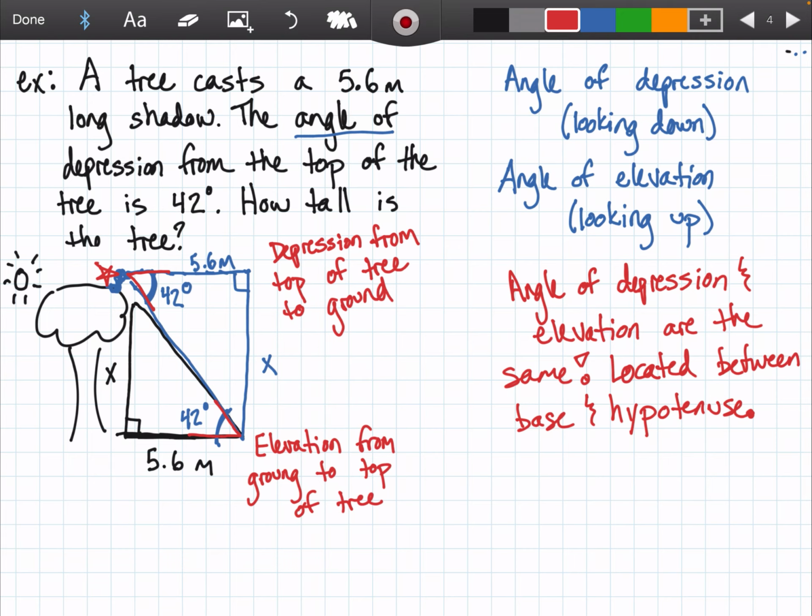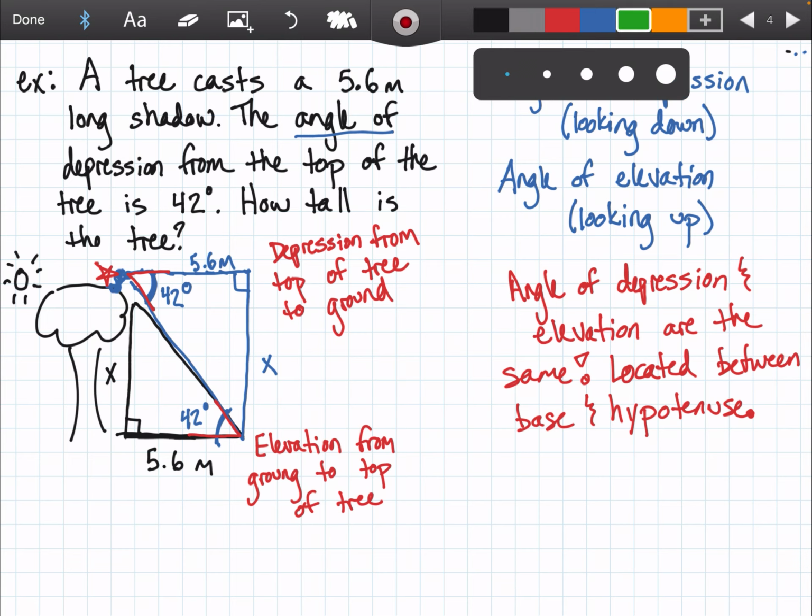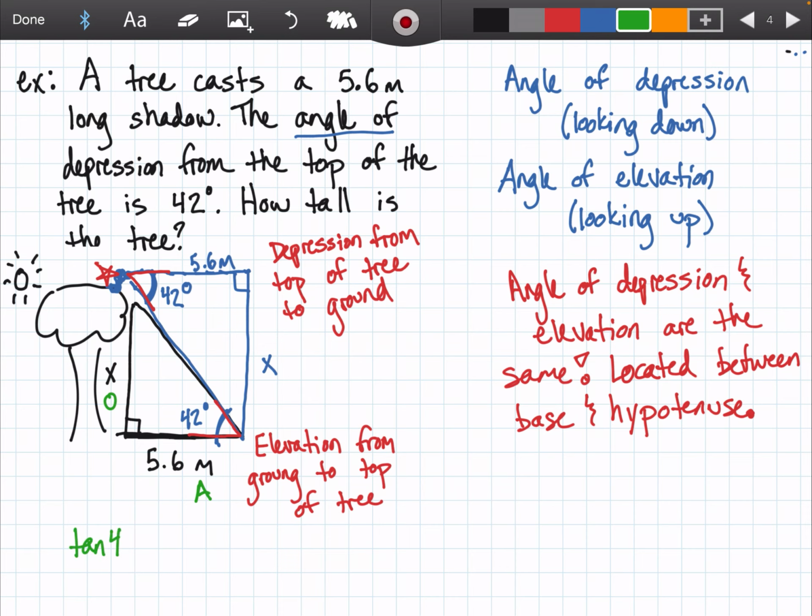And so I'm going to solve this now, because I see I have an opposite and adjacent side. So I see that tangent of 42 degrees is x over 5.6, which means I can just multiply both sides by 5.6. So x equals 5.6 times tangent of 42. And I get 5.04 meters.